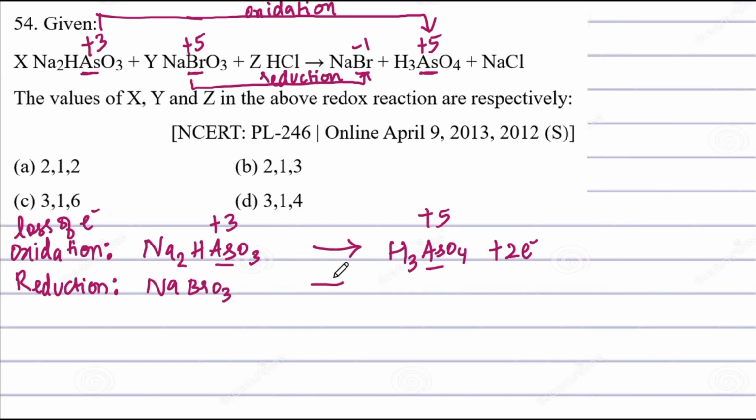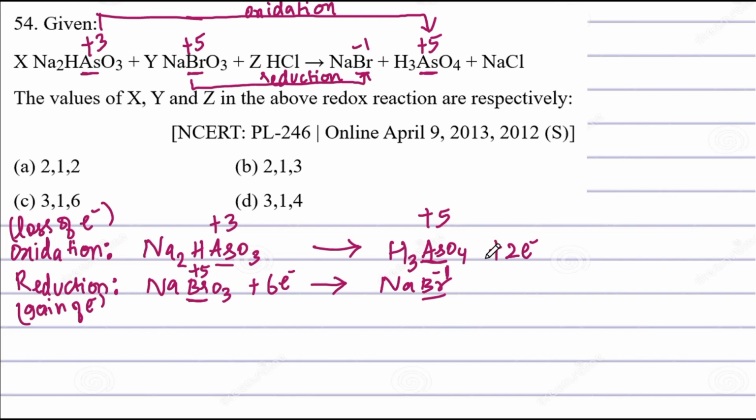NaBrO3 is converted to NaBr. So the oxidation state of bromine here is +5. Then in the product it is -1. So what is the difference in oxidation state from +5 to -1? 6 electrons is the difference. So we know reduction is gain of electrons, so 6 electrons are gained.